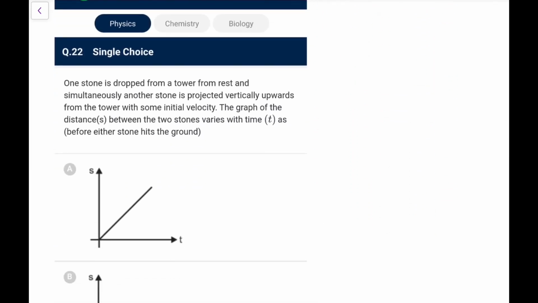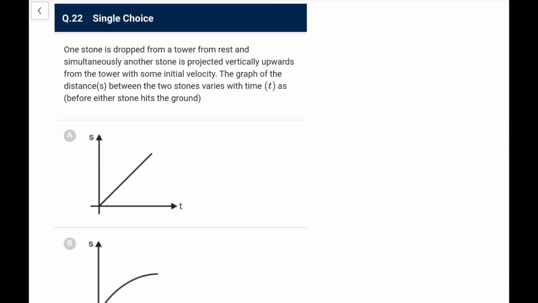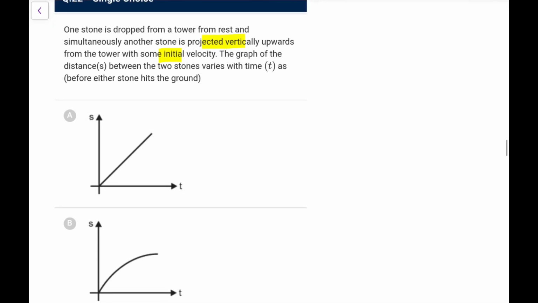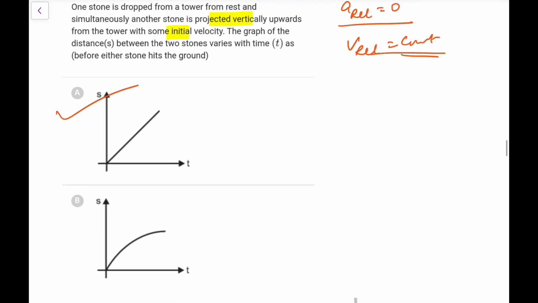Next, one stone is dropped from a tower from rest and simultaneously another is projected vertically upward with some initial velocity. The graph of the distance between the two: since both of them are in air, relative acceleration will be 0 because both have g downwards, so relative velocity remains constant, so their graph would be a straight line, and of the available options there's only one straight line, that is option A.